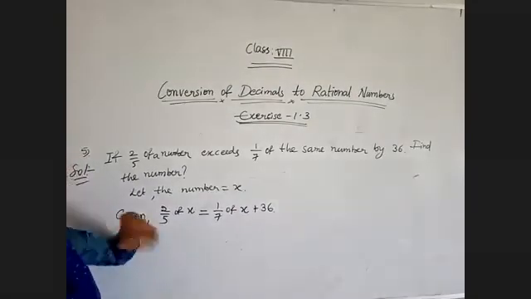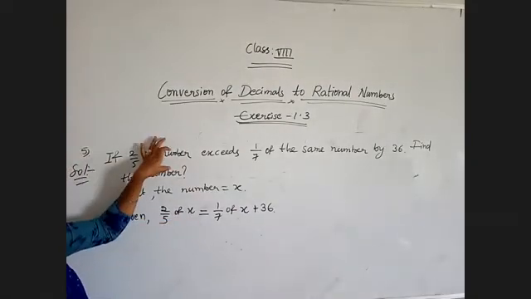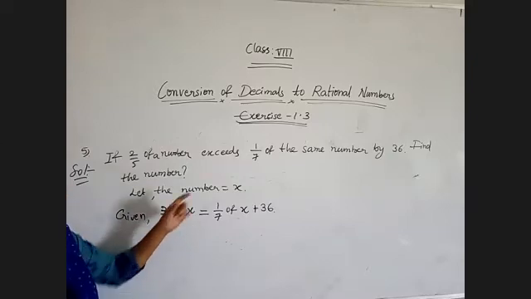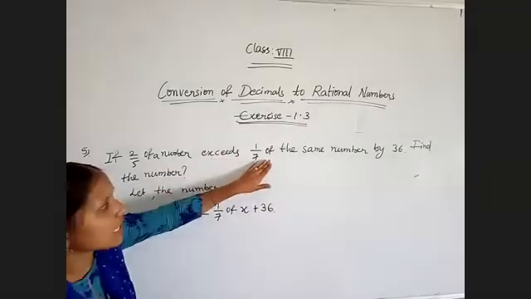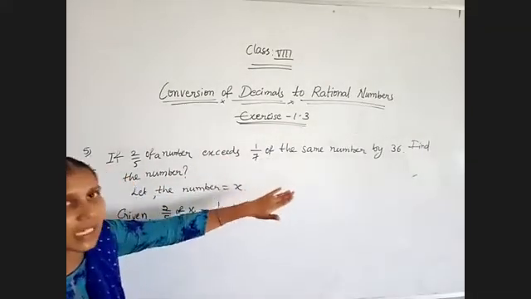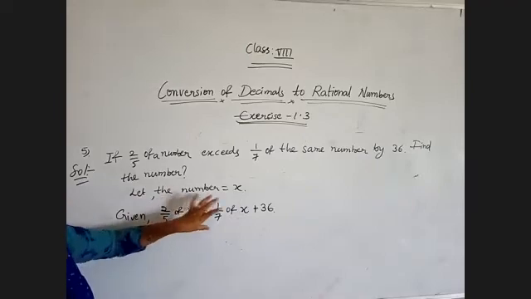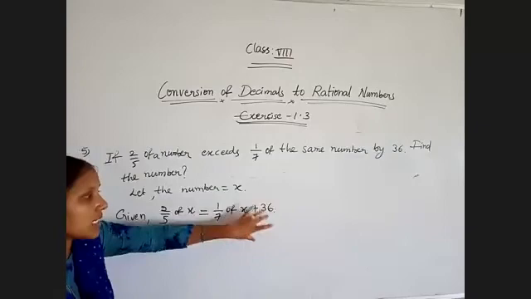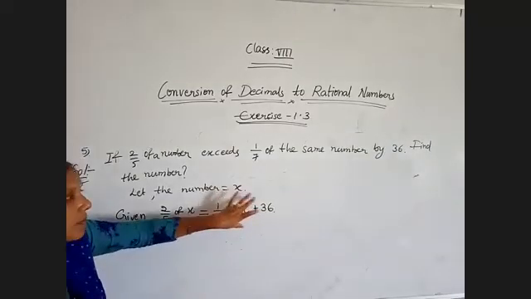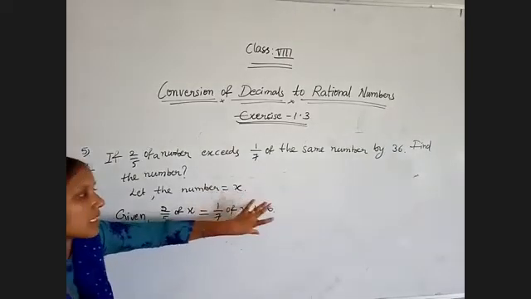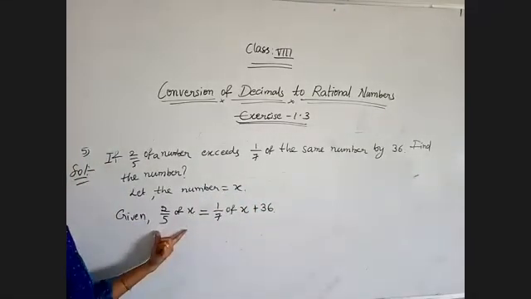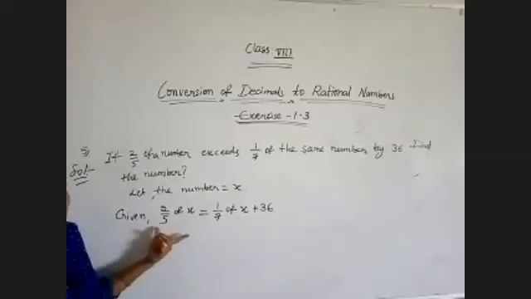I am reading once. Observe. 2/5 of the number is equal to 2 by 5 into x, which exceeds 1/7 of the same number by 36. So this number exceeds 1/7 of the number by 36, means this number plus 36 gives the 2/5 of that. While you are writing the statements to form the equations, don't get confused. Read the statement correctly and form the equation.